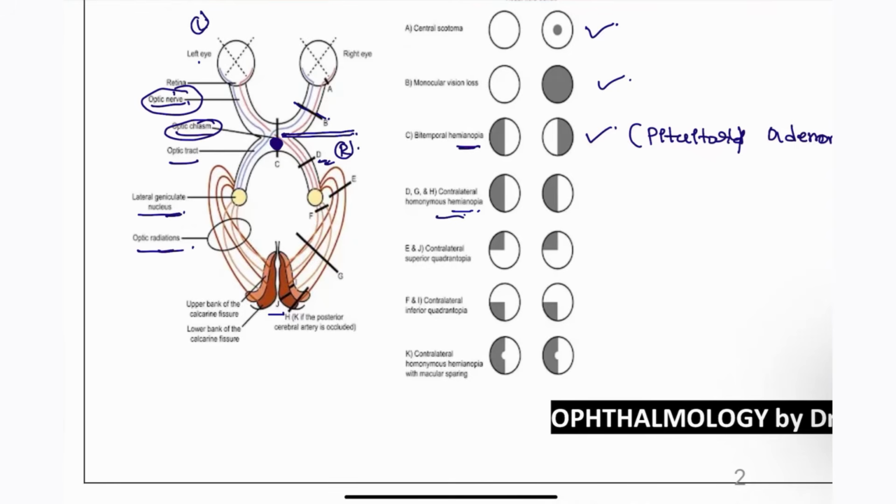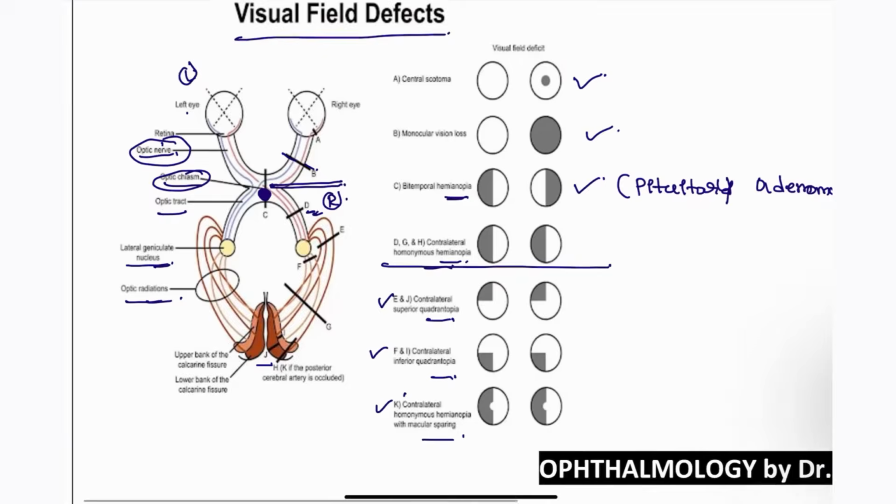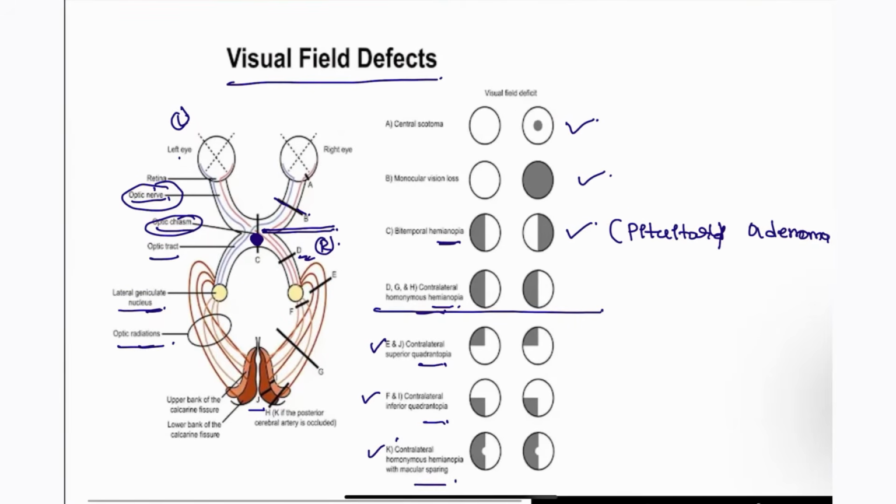Next, coming to another picture, here you can see the defects which will be associated with macular sparing, and also the contralateral inferior quadrantanopia and superior quadrantanopia, all of which are going to be seen at the nuclear level, and also the optic radiations, which will have different types of defects. But at least until here, you have to take note of these important points.